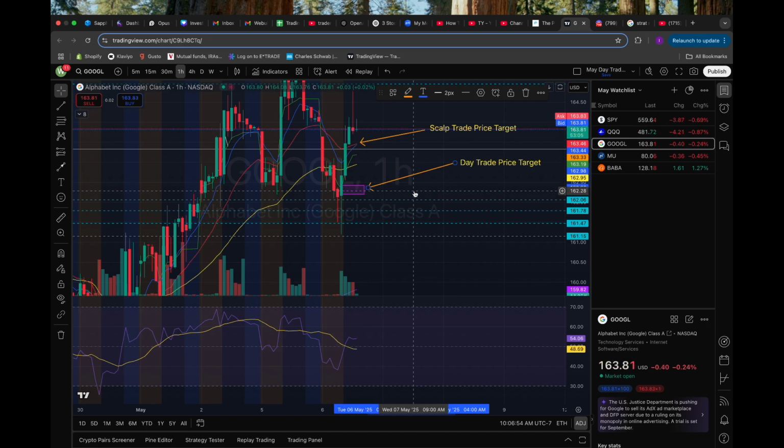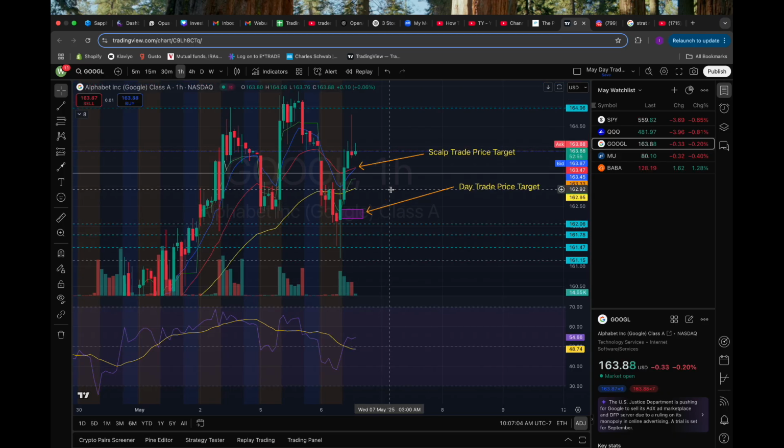That would be my day trade price target, right? And the reason is because it has to come back to this gap right here to get some liquidity and to also test. Now, this looks like a very good reversal, a very bearish setup, because it came up to resistance up here.